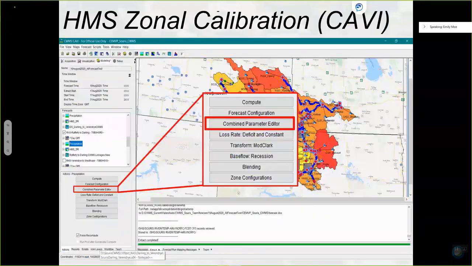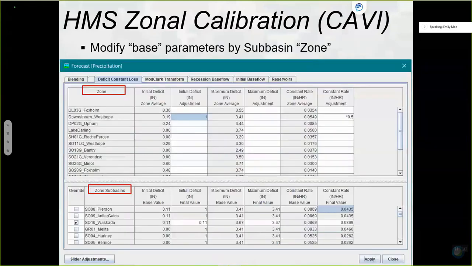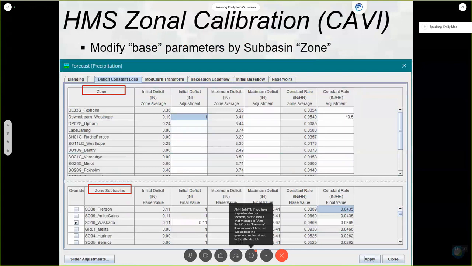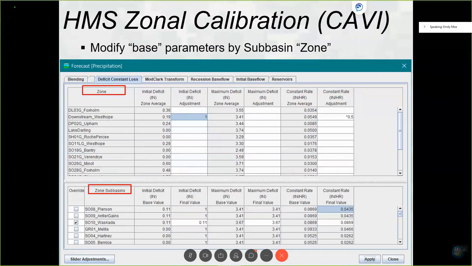Another way to approach a calibration is to access the HMS model from within the SWIMS CABI using the Combined Parameter Editor. This Combined Parameter Editor provides a way for the modeler to adjust parameters by groups of subbasins as well, but in this instance, those subbasin groups are called zones. Zones can be set up to include any group of subbasins. Ideally, each zone would be composed of subbasins with similar characteristics that behave similarly during rainfall events.